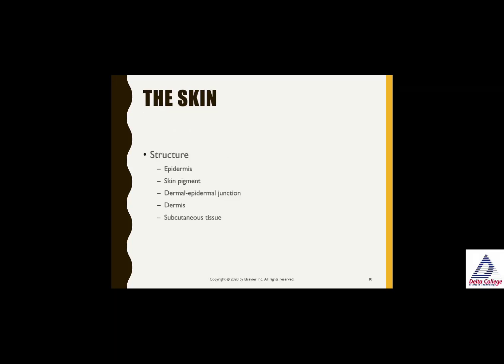Now let's talk about the skin. The skin provides a lot of things, but let's start with our structure first. And again, you're not expected to label it, but you need to know what's the top layer and the second layer and below that. So we have the epidermis, and there's an old joke: your epidermis is showing. Basically that's the skin layer that you see. Skin pigment is controlled by melanin in the skin cells. Then we have the dermal epidermal junction, and then we have the dermis, and then underneath that we have the subcutaneous layer.